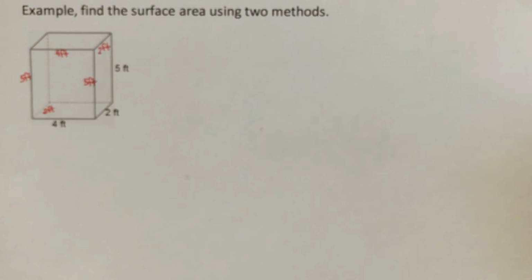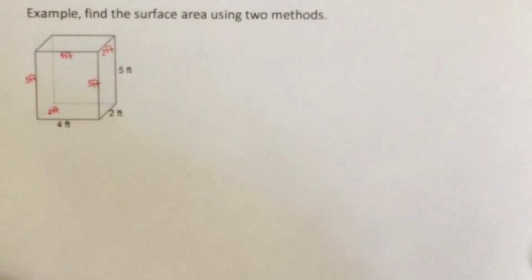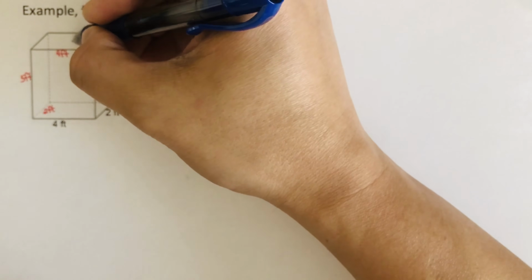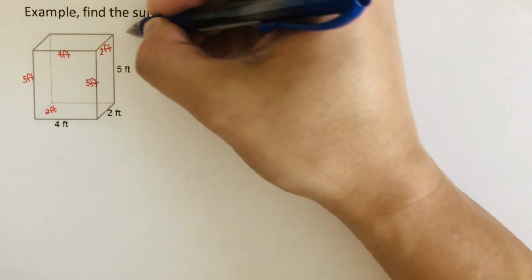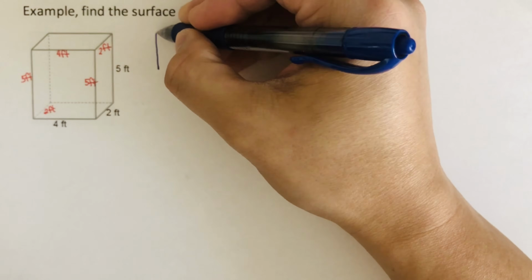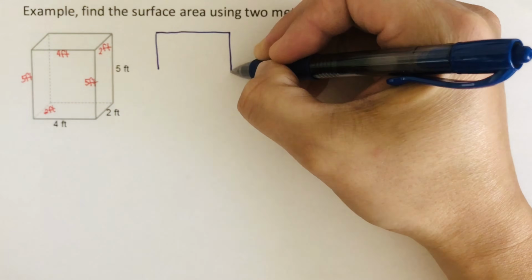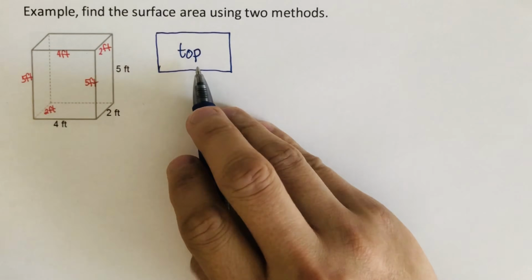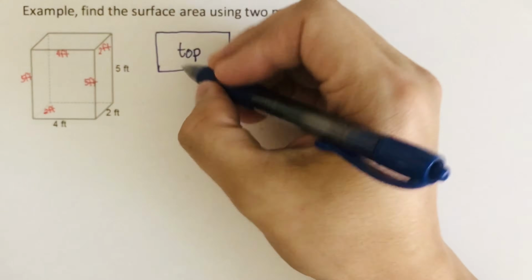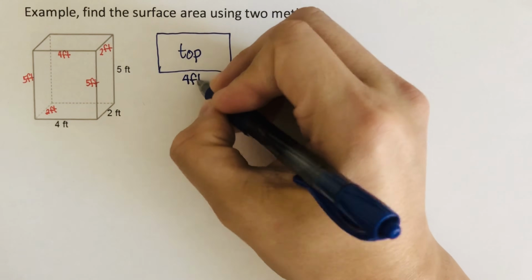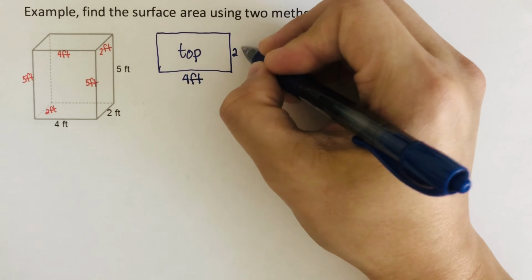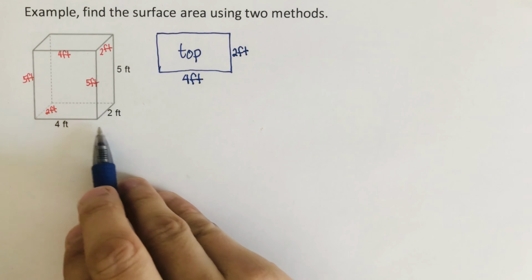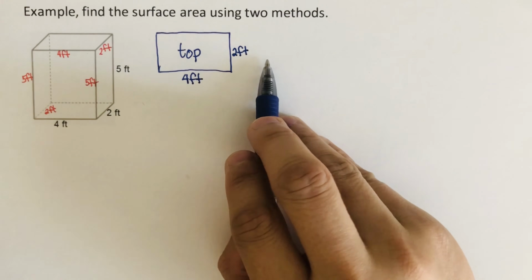Okay, so let's draw each of the parts. We're gonna start with the top and the bottom first. So this, if I can take this off of the picture, I'll put it here. This will represent the top. So I'm gonna label this as the top, and the measures for this would be 4 feet, and then this side right here is 2 feet. So that's the top.